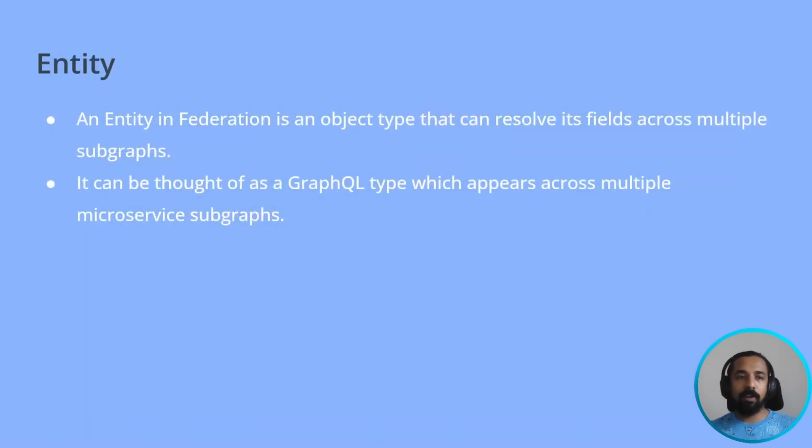Now we have a core concept of GraphQL Federation, which is an entity. So an entity is an object type that can resolve its fields across multiple subgraphs. This will be clearer when we see an example. It can simply be thought of as a GraphQL type which appears across multiple subgraphs.